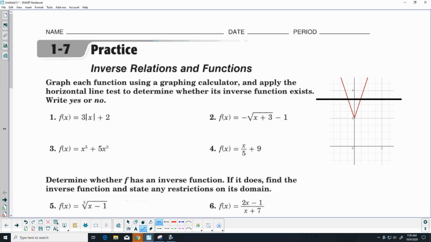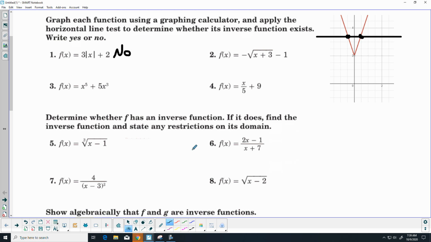So on this first one, 3 times the absolute value of x plus 2, I have that V-shaped graph. I drew a horizontal line, and right there, it touches twice, so no. It doesn't have an inverse function. There's an inverse equation, but it's not a function. So you do the same thing on problems 1 through 4: graph them on Desmos, and then see if it passes the horizontal line test.